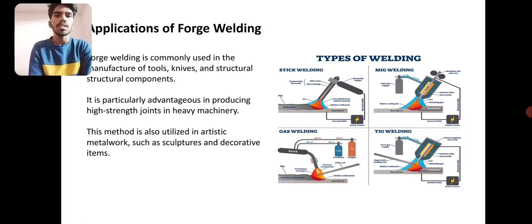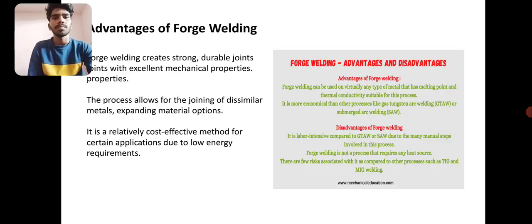As for applications, these are commonly used in manufacturing tools, and structural components like in buildings and architecture. They are also used in heavy machinery and metal work, like in industries and big machineries, to join the metals. These are the uses of forge welding.